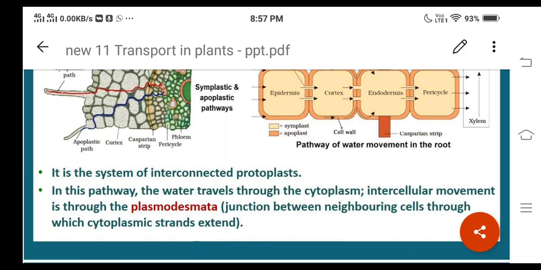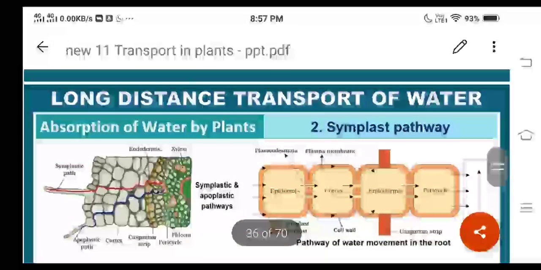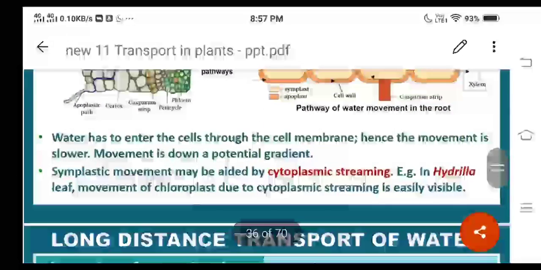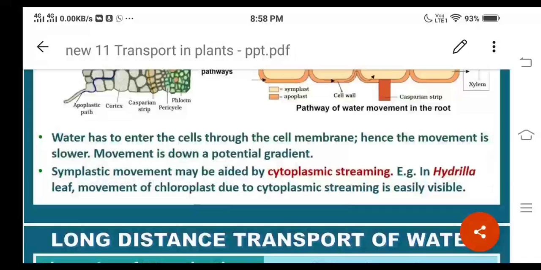And here the other point: in case of symplast, water has to enter the cells through the cell membrane. Hence the movement is said to be slower when compared to the apoplastic movement. In case of symplast, water has to enter the cells through the cell membrane, and hence the movement will be slower, right? And movement is down a potential gradient.